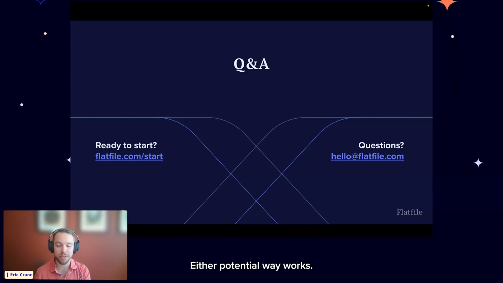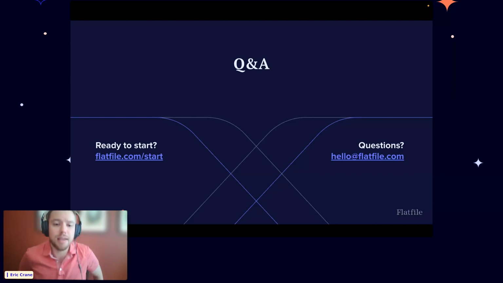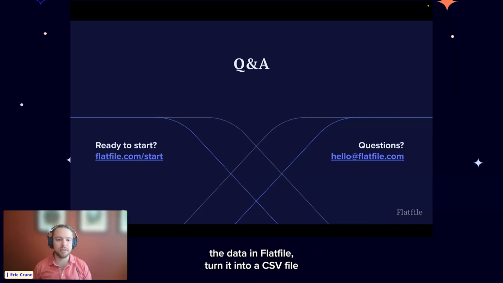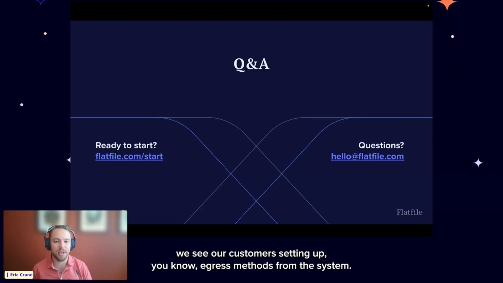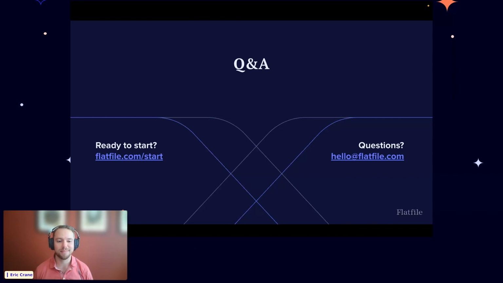Either potential way works, but I've also seen folks do other types of flows as well, where they'll actually take the data in Flatfile, turn it into a CSV file or turn it into an Excel file, and then load that file into some sort of data store. So we're completely agnostic to how you actually want to accomplish that. However, if you're interested in learning a bit more about egress from Flatfile, there is a section in our docs that covers egress and some of the ways we see our customers setting up egress methods from the system.